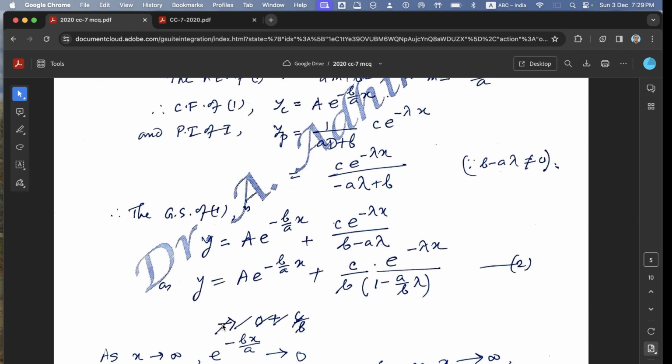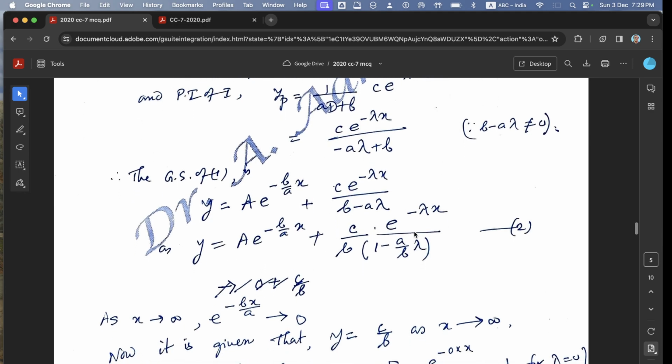Hence the general solution of equation 1 is y = A e^(-bx/a) + c e^(-λx)/(b - aλ). So we can write this as (c/b) e^(-λx) (1 - aλ/b)^(-1). Now as x tends to infinity, e^(-bx/a) tends to 0. So this part is 0 because a and b are positive constants. So e^(-infinity) tends to 0.